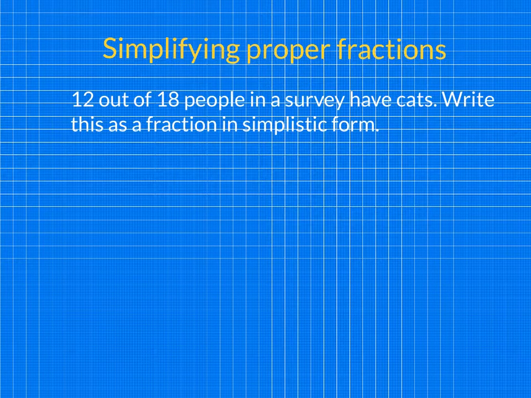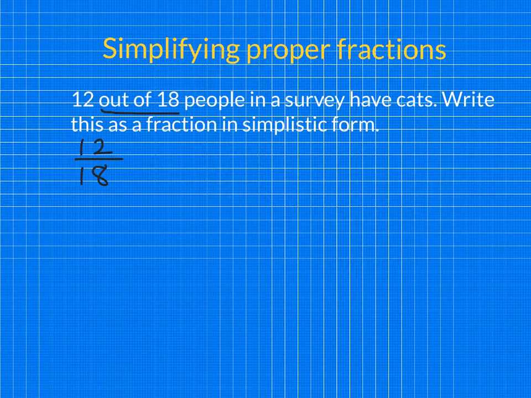In this example, we're going to simplify proper fractions. 12 out of 18 people in a survey have cats. Write this as a fraction in its simplest form. So the word "out of" means we now write 12 out of 18, and there's our fraction straight away. As soon as you write "out of", you write the fraction sign.